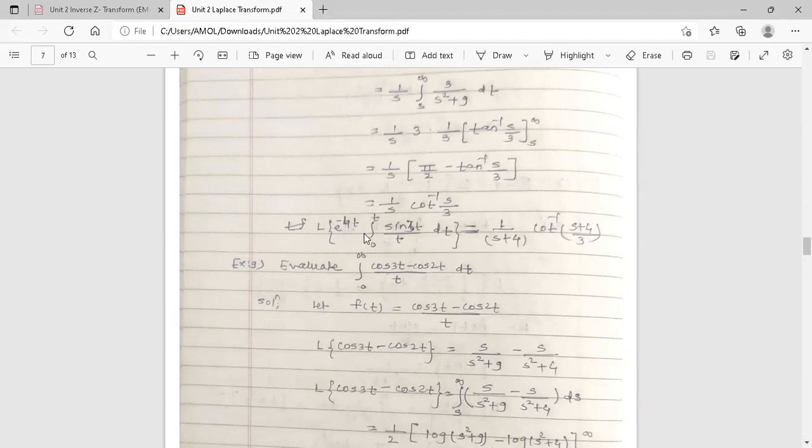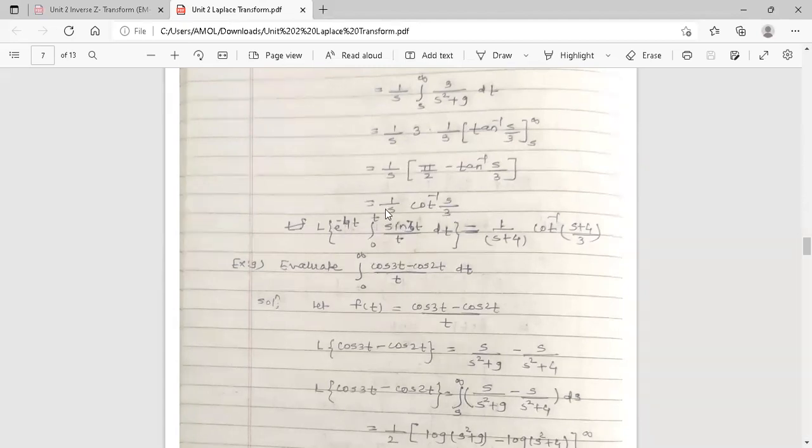Exponential function, and with the exponential function the remaining term is f of t. Now use the shifting property. The coefficient of the exponential function is minus 4, so you replace s in f of s by s plus 4. So this is your f of s, 1 upon s into cot inverse s upon 3.